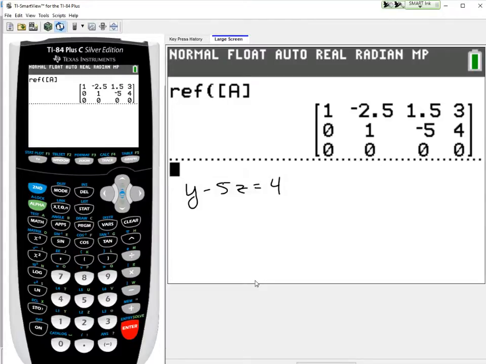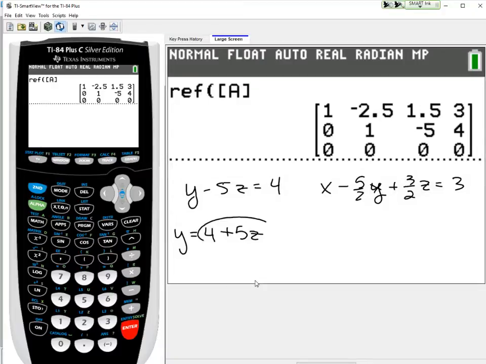it says X minus, what is that, 5 halves Y plus 3 halves Z is equal to 3. Yeah, right? It's gross, you're right. All right, that's okay. Doesn't matter really. Now, here's what I know. I know that Y is equal to 4 plus 5Z. There's my value for Y. Questions on that? No. Okay.